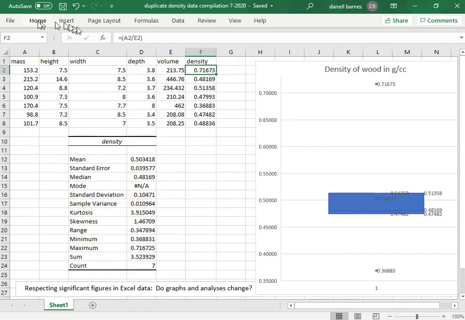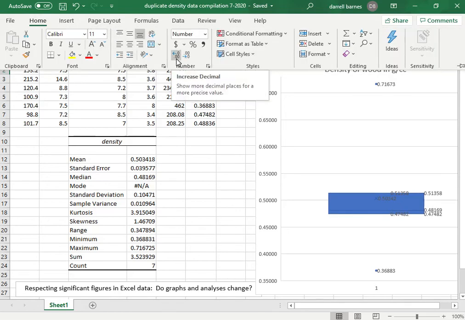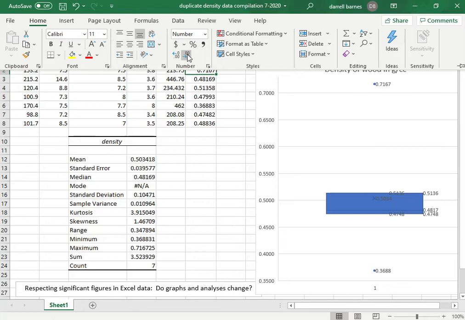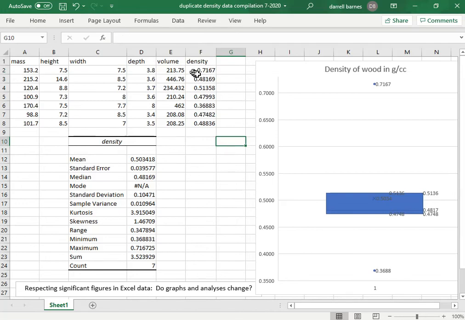So here we go. Let's go home. There we go. And we don't want to increase the decimal, we want to decrease it. So keep your eyes right here. Let's decrease the decimal. Well, I suppose we need to select the data, all of the data, and not just part of it. Well, let's hit undo. Okay, there we go. This undo button is a lifesaver.